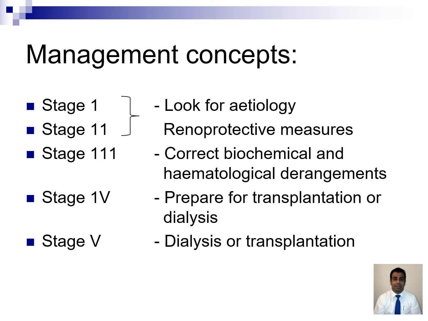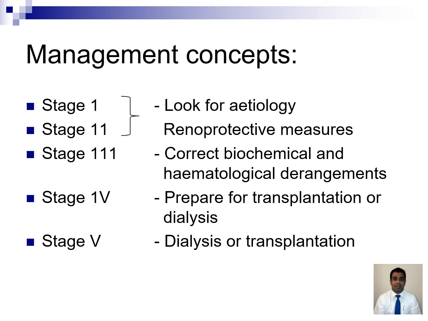In stage 3, when the GFR falls to between 30 and 59, that is the stage at which your biochemical and hematological derangements start manifesting. So acidosis starts to appear, renal osteodystrophy starts to appear, the anemia of chronic kidney disease starts to appear. So you need to start correcting the deranged hematological and biochemical parameters in stage 3.